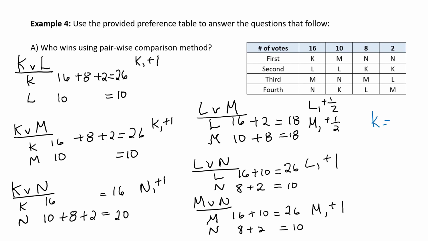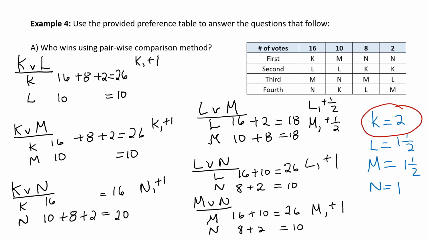K ended up getting 2 altogether. L got 1.5. M also got 1.5. And N got 1. So in a pairwise comparison method, in this preference ballot, the winner is K.